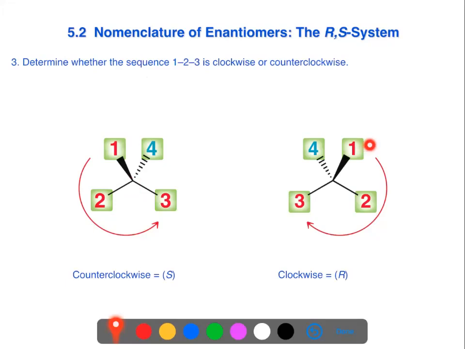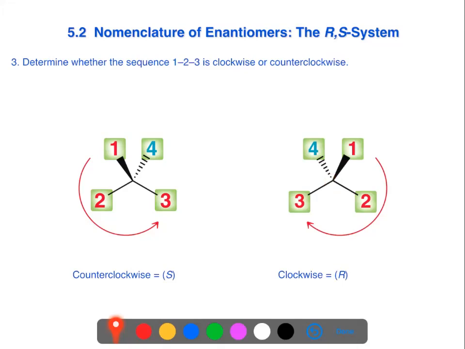However, if starting from the highest priority group and drawing towards the second and third highest priority groups, that sequence gives you a clockwise direction, then you would identify that as the R enantiomer, or assign this particular chirality center as having the R configuration.